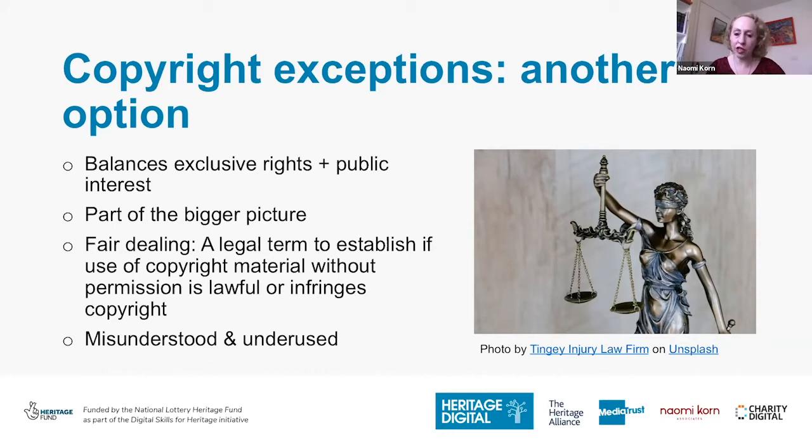Also, because copyright traditionally fills people with fear, and Chris, thank you very much for your introduction, I think that was absolutely perfect, because it does intrinsically feel like an obstruction. I think we forget that there are enabling aspects to the copyright legislation. And as a result, the copyright exceptions, in my opinion, are probably the most misunderstood and underused aspects of copyright law, particularly for heritage organisations. And this is why this webinar and the accompanying guide are so important to understand in order to support your digital strategy moving forward.